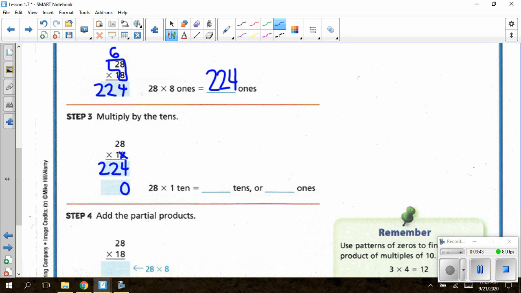Now I need to multiply the 1 that is in the tens location for the 18. So I have 1 times 8, which is 8, and 1 times 2, which is 2. Now if I was just taking the 28 times the 1 ten, that would obviously be 28 tens. To convert that into ones, I now have 280 ones because I essentially multiplied 28 times 10.